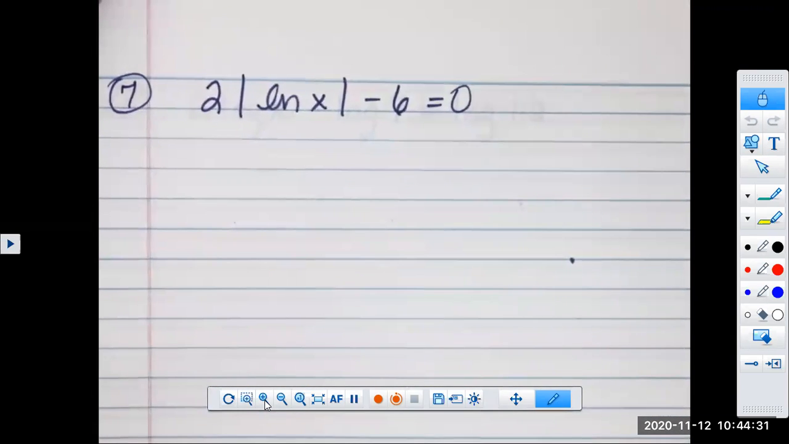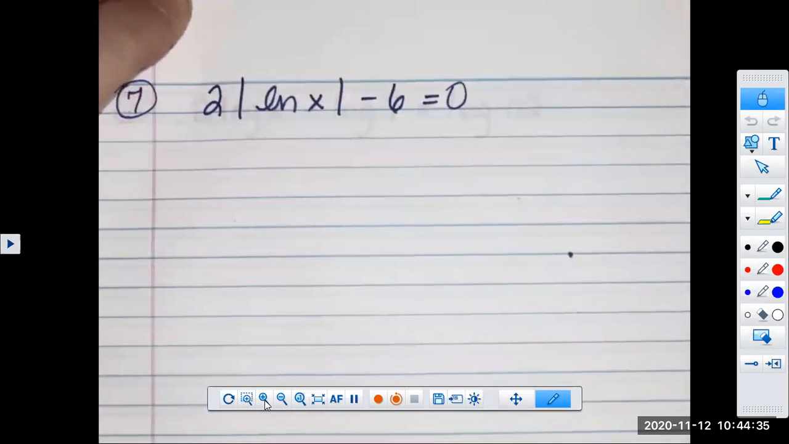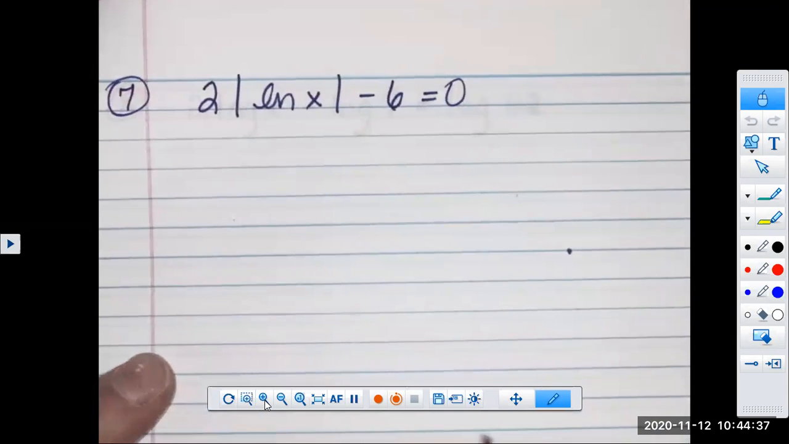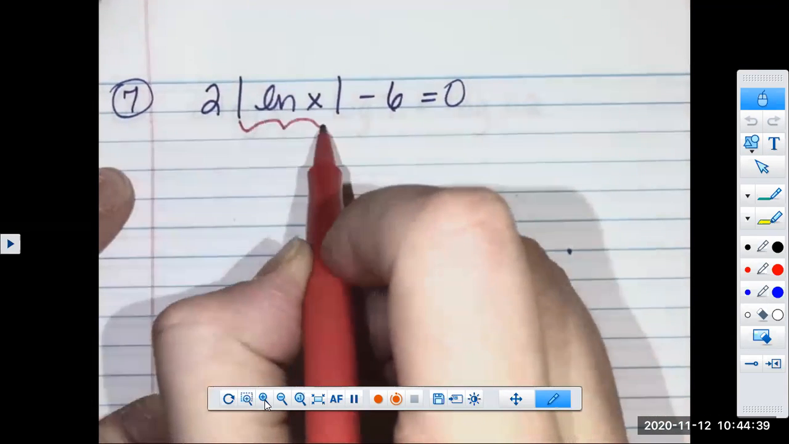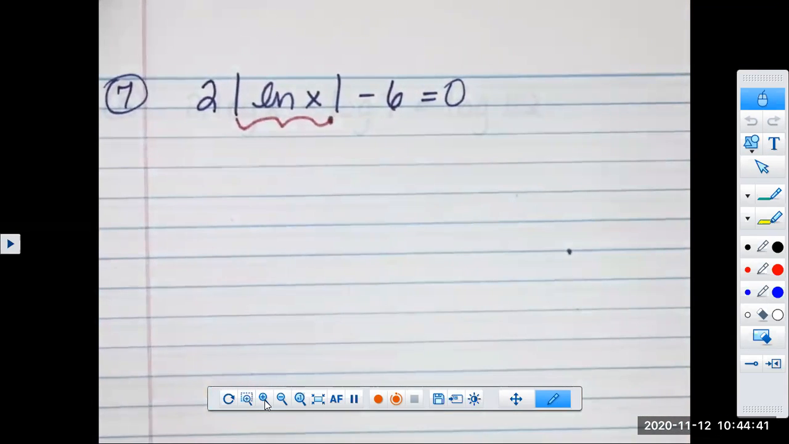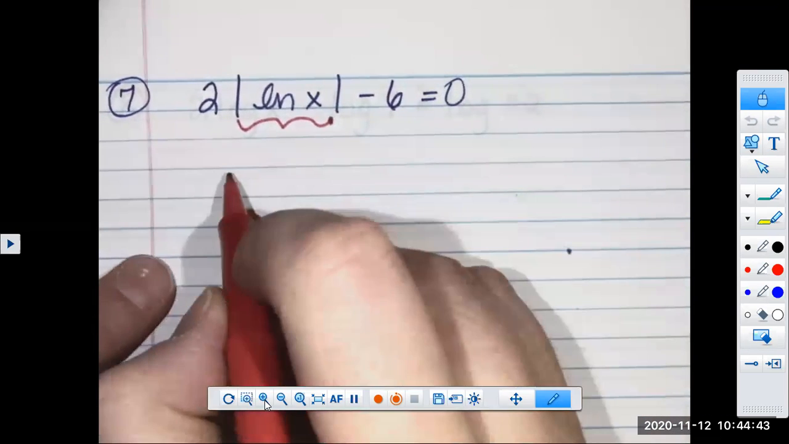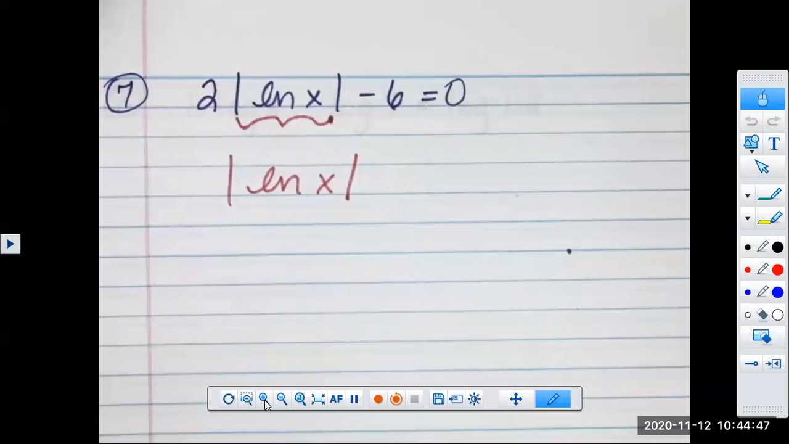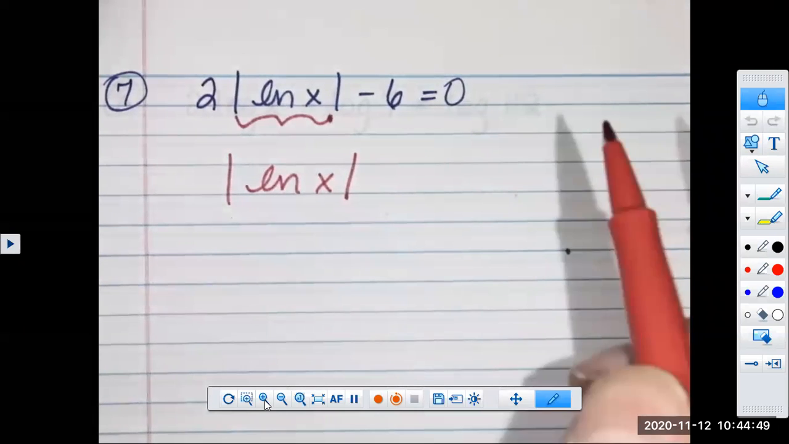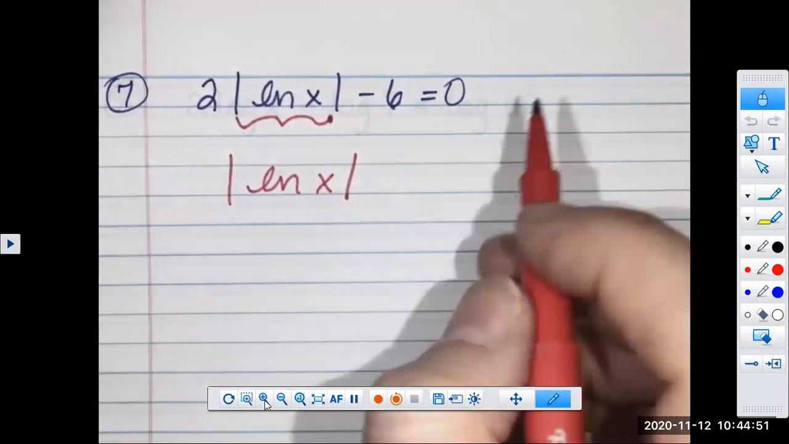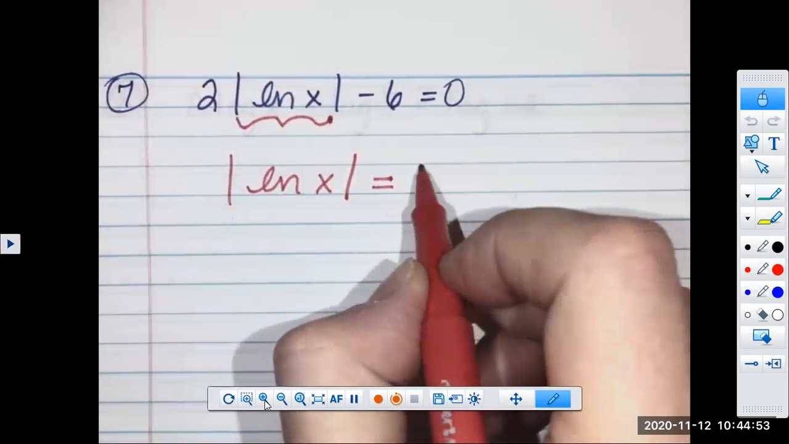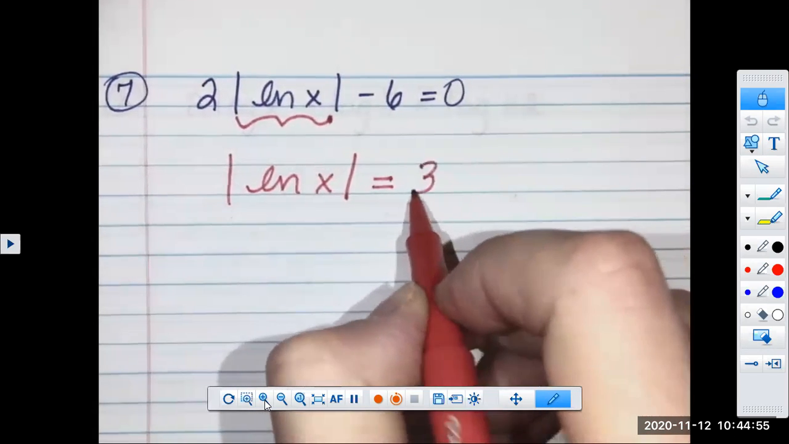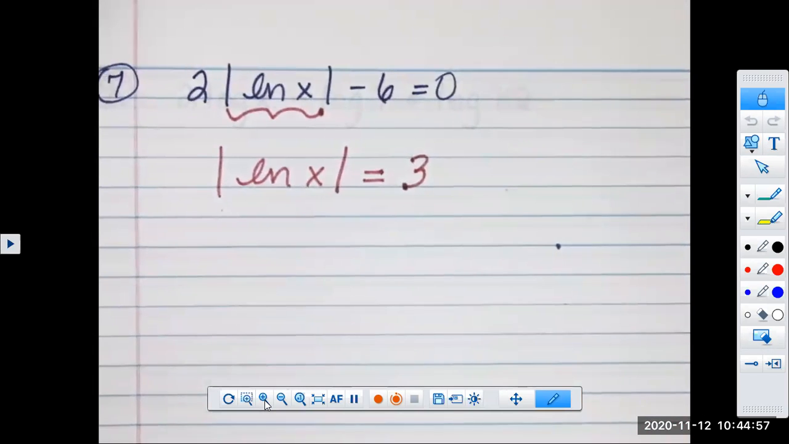Okay, you've got one in MyMathLab just like this. 2 absolute value of ln of x minus 6 equals 0. Isolate your log as much as possible. So what 2 steps will isolate it? You add 6 and divide by 2. So you're going to get natural log of x equals 3.